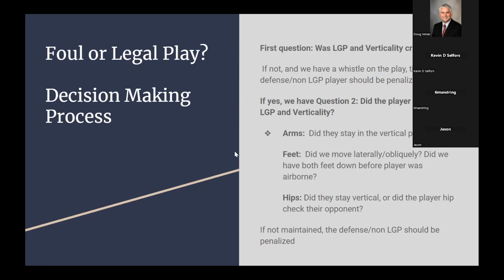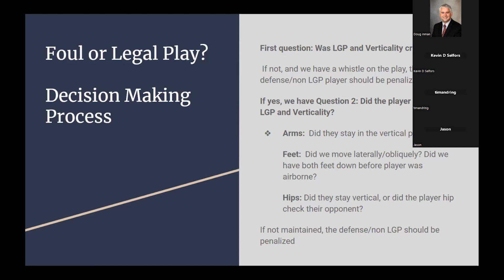So we've kind of touched on all these too. First question on our decision making process: did they establish legal guarding position and verticality? If yes, then did they maintain it? Did they stay vertical? Did they move laterally and obliquely with the ball handler? Did they have both feet on the floor before they were airborne?